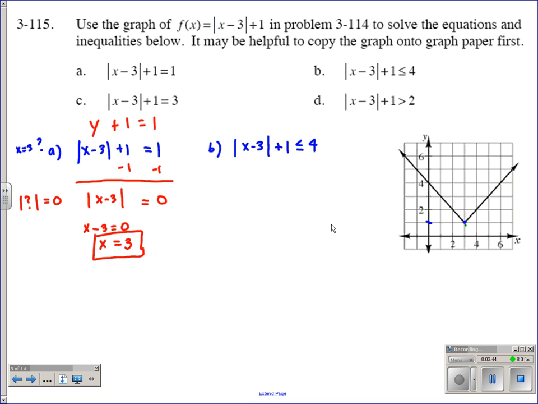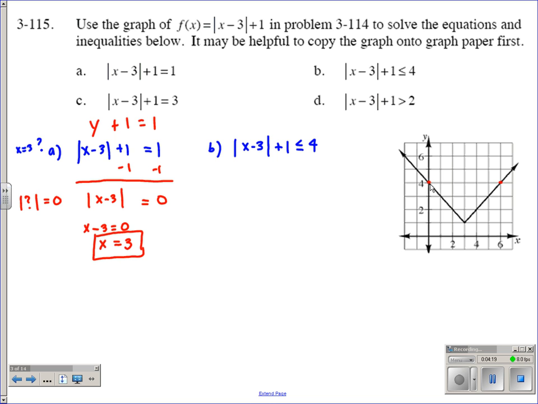Now on the last problem, we were looking for when the output was exactly 1. Now we're looking for all the outputs that are going to be less than or equal to 4. Think about our value here. This is where our output is going to be 4 right here. This is where our output's going to be 4. So there's going to be 2 answers where it'll be exactly 4: when x is 0 and when x is 6.